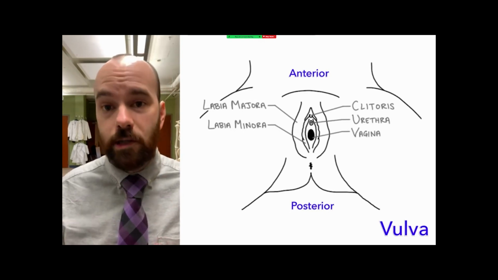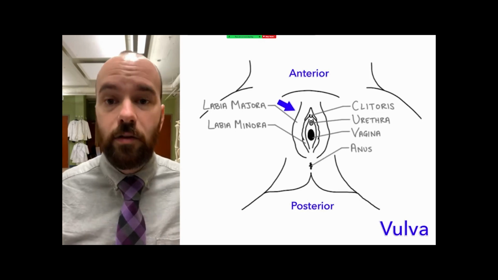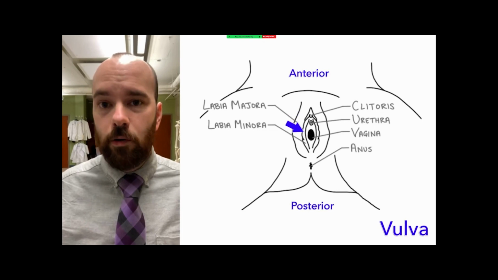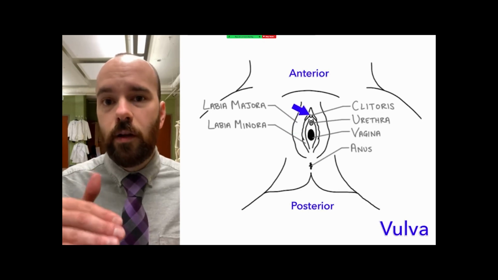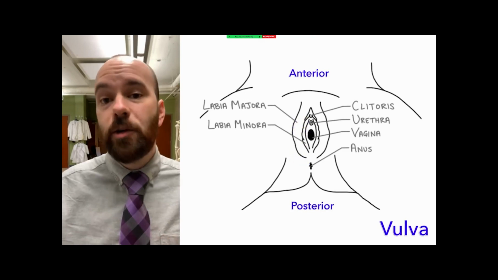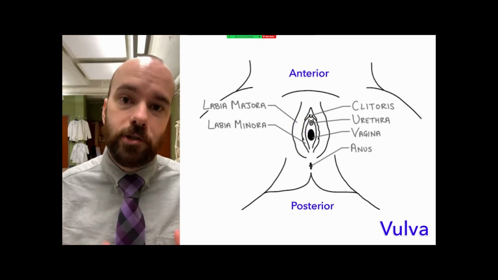And finally, posterior to all of that is the anus. So again, this whole area is called the vulva. We have the labia majora, the labia minora, the clitoris, the urethra, the vaginal opening, and the anus. All right, now let's jump back to the torso model and take a look at the 3-dimensional structure of all of these.